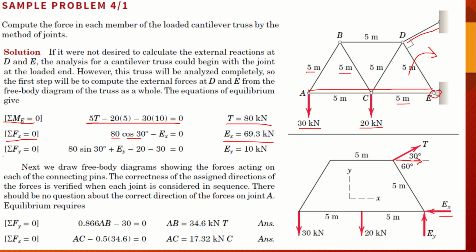On the other hand, we have sum of forces along y-axis equal to 0, that is 80 kN sin 30. The component of T acting along y-axis is being balanced by EY and two external forces acting at C and A, and from there we can find the value of EY. Now, this calculation is going to provide us with the external forces acting on the structure. Now we are going to calculate the internal loading, or the forces acting on the internal members.